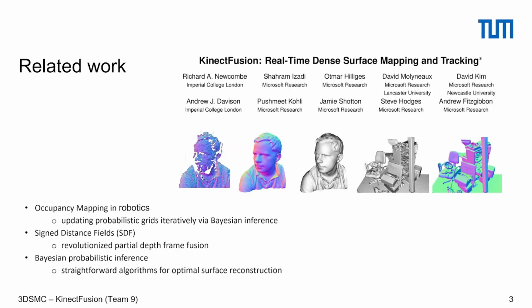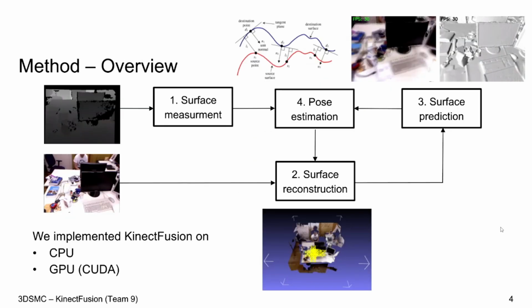In this work, we re-implemented KinectFusion to explore this pioneering method for real-time dense surface mapping and tracking. KinectFusion is a real-time mapping pipeline that uses Kinect sensors to create accurate 3D maps. It operates through a series of iterative steps.